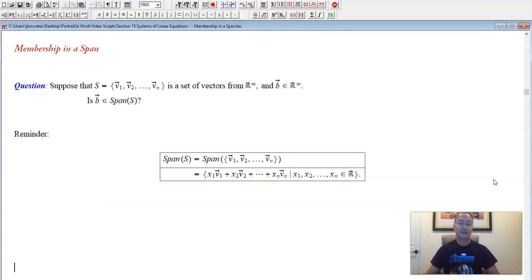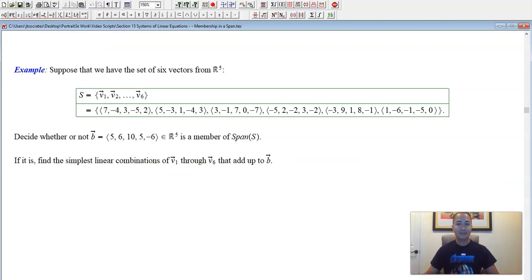We are going to ask the question. Suppose you have a set of vectors. So let's call them v1, v2 through vn. And they are all from a Euclidean space Rm. And you have a fixed vector b also from Rm. So we can ask, is this vector b a member of the span of S? And as a reminder, the span of S, which is the span of v1 through vn, is made of all possible linear combinations, x1 v1 plus x2 v2 through xn vn, where the coefficients x1, x2 through xn are all real numbers. Here's an example, and it's a big one.